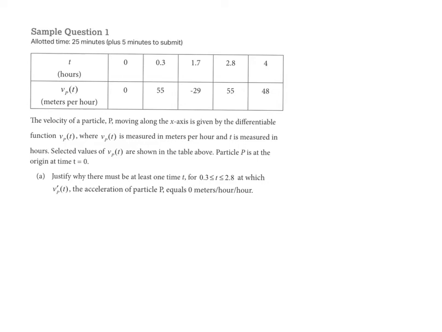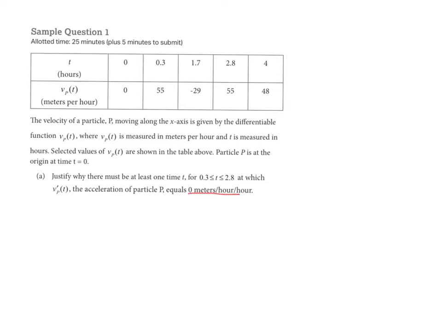So for this question, we have a table that has some times and velocities that correspond with each of those times. For part A, they ask you to justify why there must be at least one time t, for t between 0.3 and 2.8, at which v prime of t equals 0 meters per hour per hour.